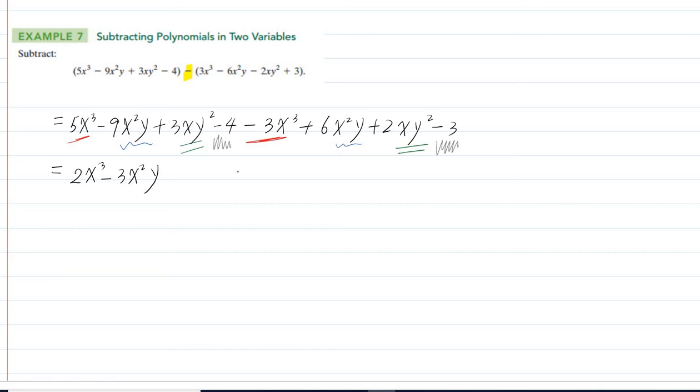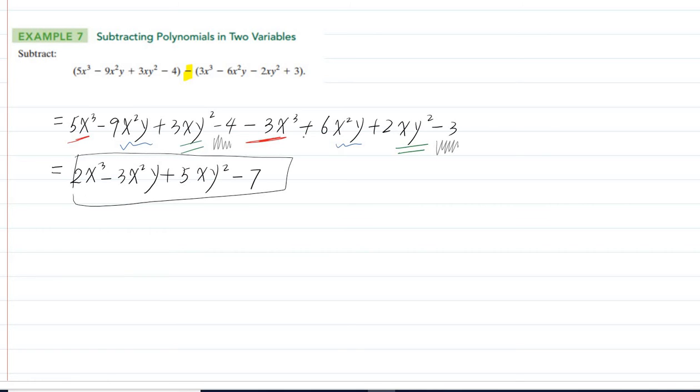Then here's 2, that will be plus 5xy squared. Then we have negative 4, negative 3, that gives you negative 7. Okay, so that is how you do this type of question.